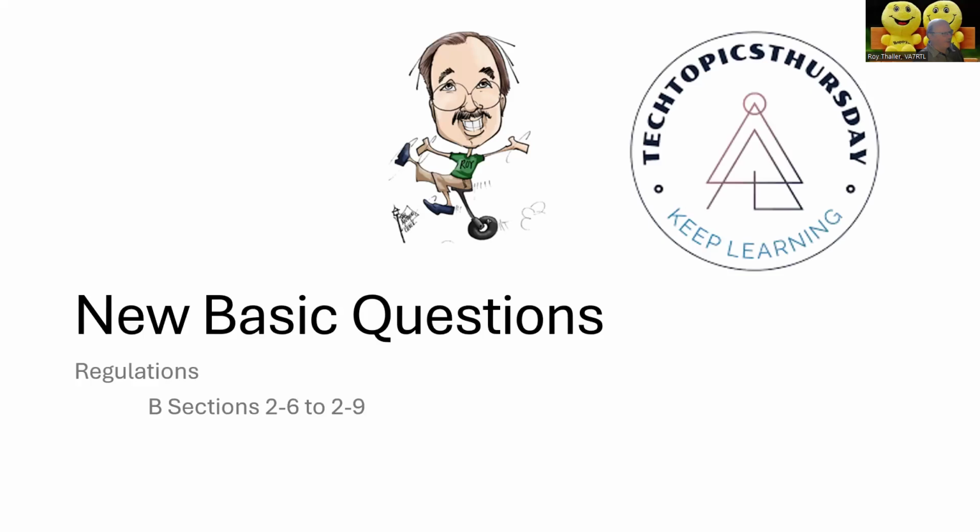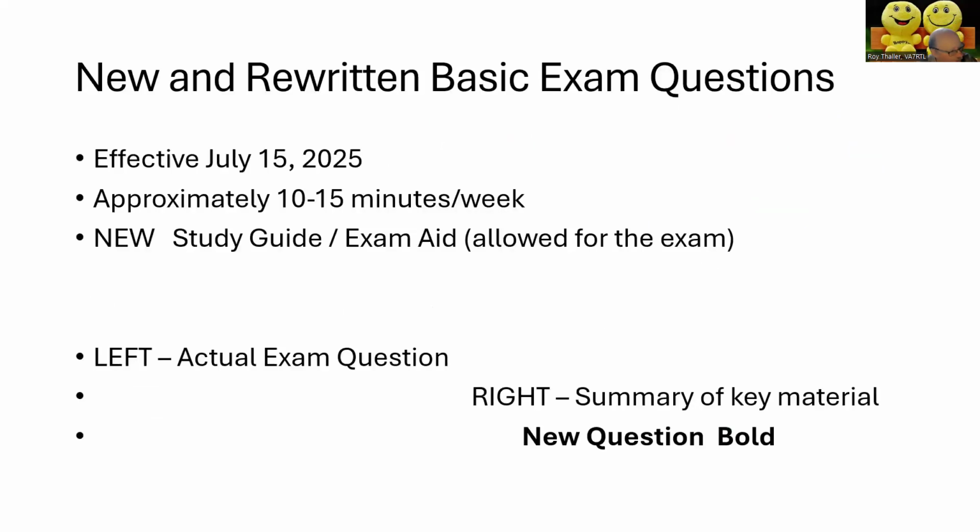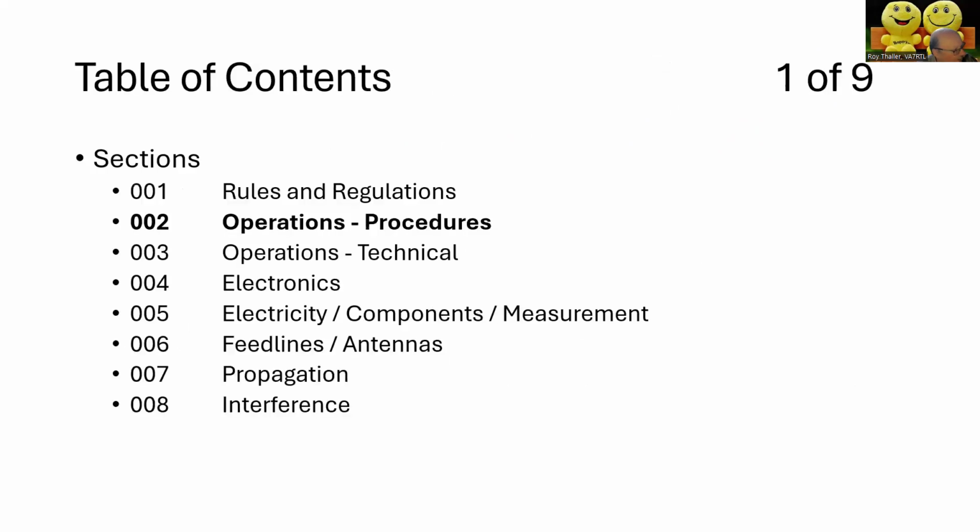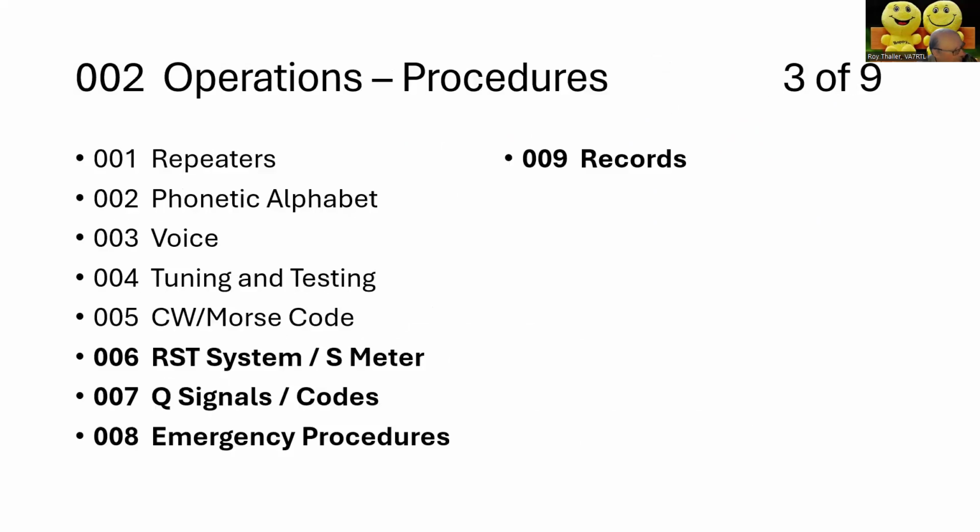So welcome to the new basic questions. This is covering sections 2.6 to 2.9. Any new questions are in bold, and we're in section 2, and we're covering the last part of it. RST systems, S meter, Q signals and codes, emergency procedures, and records.